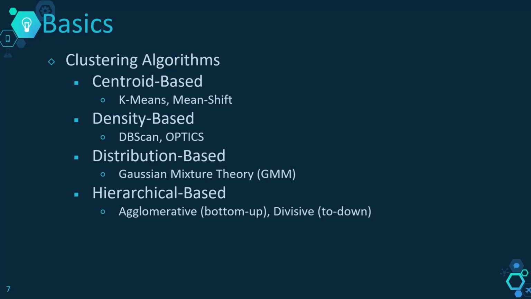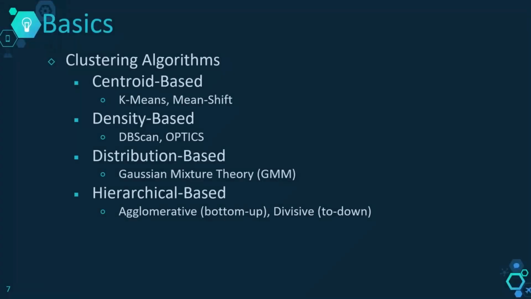And the divisive one, the top-down one, is done in the opposite way. In that one, we assume all the points form one cluster. Then we find a way to first chop it into 2 pieces. Then keep doing that until you reach the number of clusters that you want. So that is hierarchical based clustering. Some people also call it connectivity based clustering.